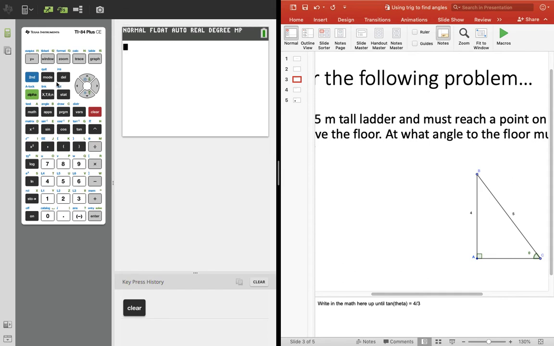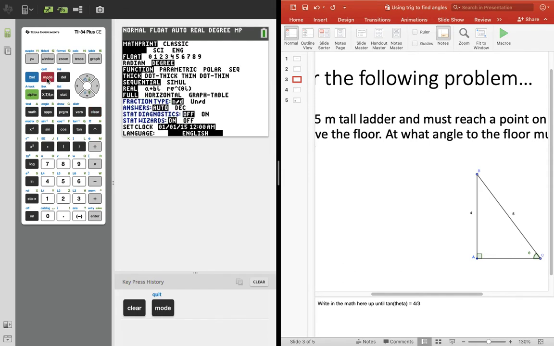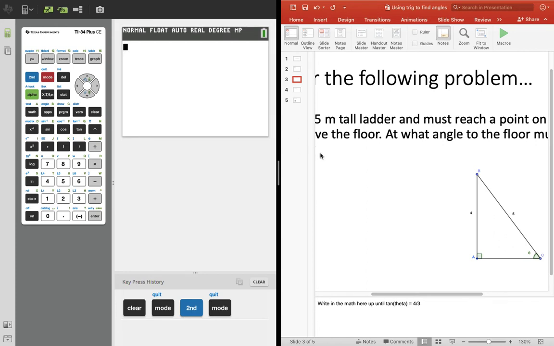Before we get started, we're going to make sure that if we hit mode on our calculators, we have degree selected on the fourth line and not radian. Otherwise, our answers are going to be wrong. So, back to the main screen.